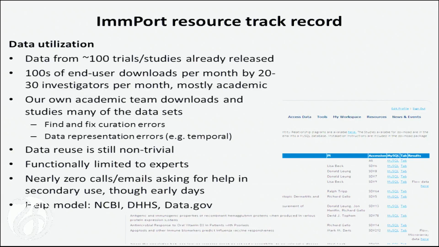So our help model, we have a help desk email, but our model is more like NCBI. I don't think people call NCBI when they have trouble downloading a sequence from GenBank. DHHS gives out Medicare, Medicaid data. I'm not sure if they even have a phone number to call. Data.gov has 500,000 people downloading data, right? This isn't the first data release from the government. There are many examples. With 500,000, I don't think they have a help desk either. So it's kind of that model. You could just click to download tab delimited or MySQL, with just a couple of rows there.